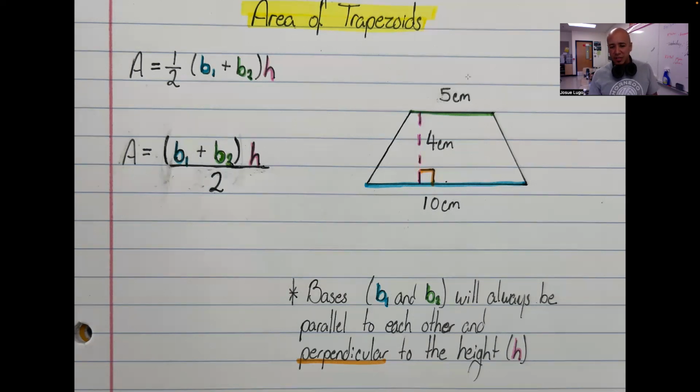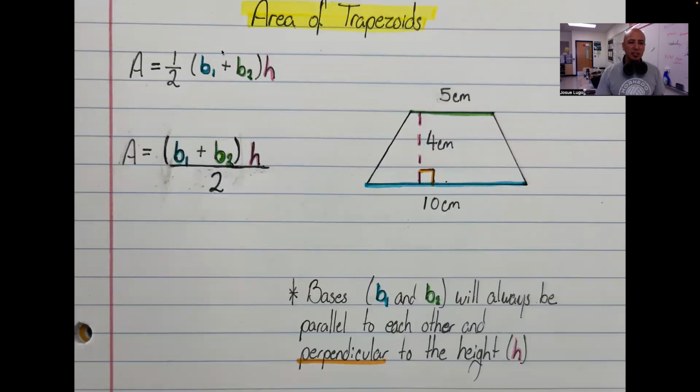So look for that. Again, the bases are the sides that are parallel to each other. In this case, we have 5 and 10. And the height will be the shortest distance between them, which is 4. And how do I know that it's the shortest distance? Because it is perpendicular to the bases. All right, so let's go ahead and fill in our formula.